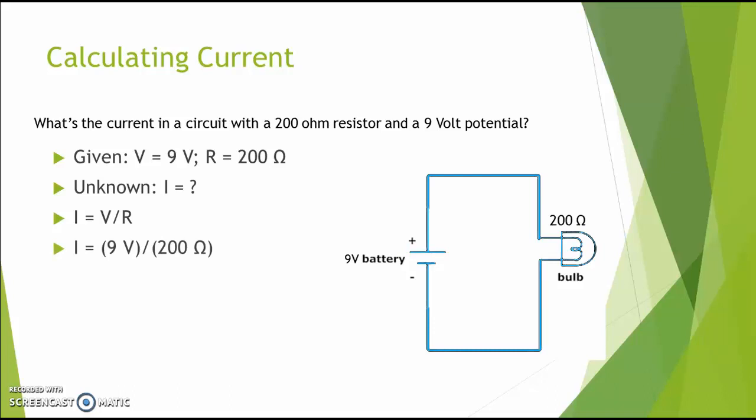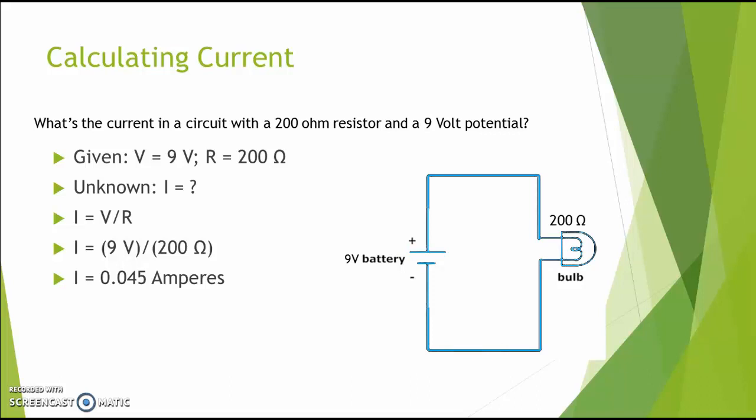Substitution, I equals 9 over 200, which by my math comes out to 0.045 amperes. And we're not quite done. That's our solution, but we need to ask ourselves the two questions. First off, we've got current. The units are amperes, so our units look good. Amps are, of course, units of current.